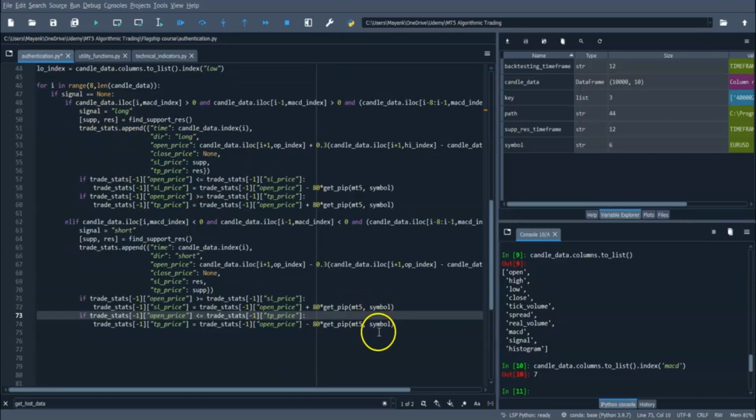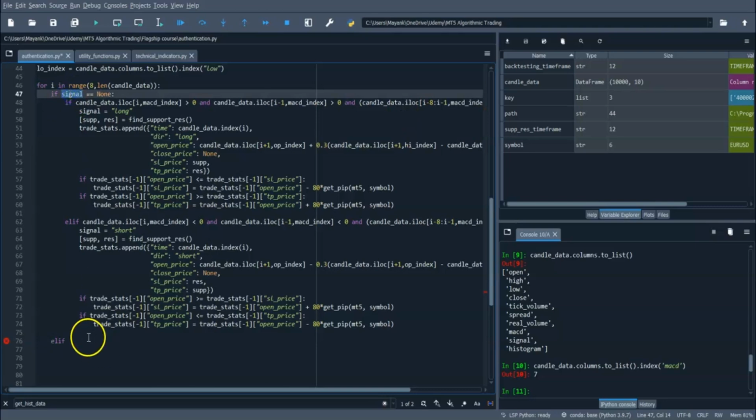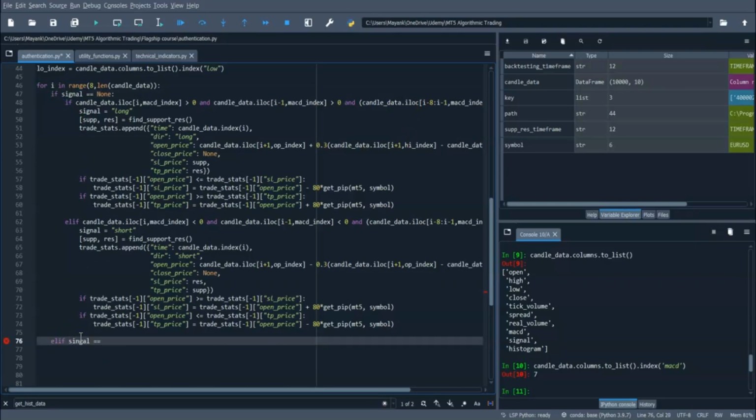Hello friends, continuing from where we left off, we will now see what happens when there is an existing signal, long or short. Okay, so we'll have to have another code block. Elif signal is not null. So let's go with signal is equal to long.